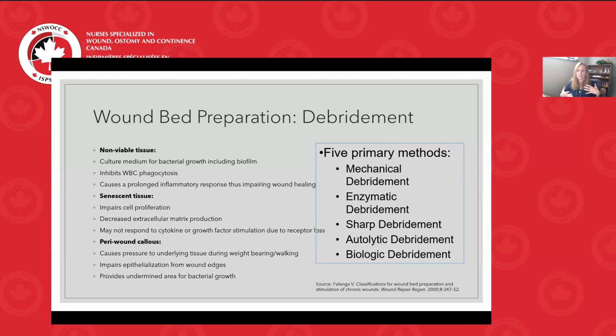Autolytic debridement is utilizing the body's own enzymes to break up or remove dead tissue. This can often be achieved through use of an occlusive dressing. Biological debridement isn't used that much anymore. This is your maggot therapy that's out there. We want to make sure when we are debriding a wound that we're removing that peri-wound callus also, especially if it's over an area that's a lot of friction and shearing and we get that buildup of peri-wound callus. We want to make sure we're removing that to allow for epithelialization from the wound edges.